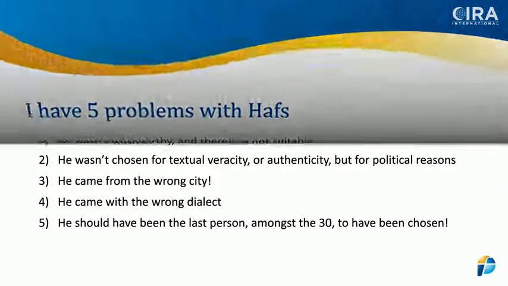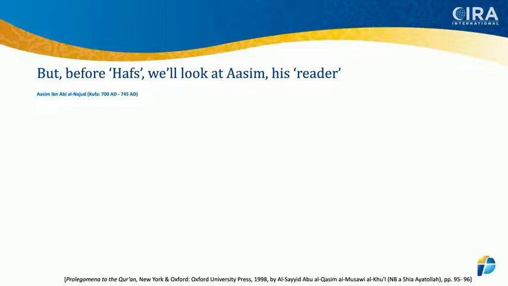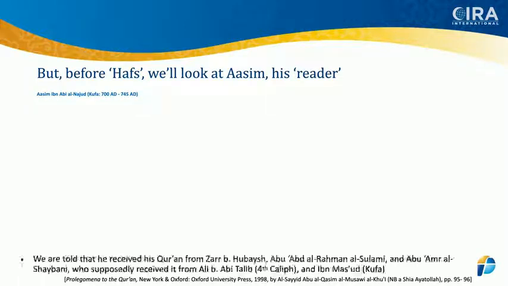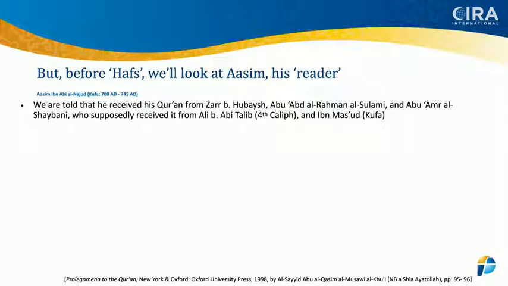Why? Well, before we even get into him, I want to talk about the man from which his stable came. So we'll put the slide back up there again. I want to talk about Asim. He is the reader, the stable that Hafs came from. And what we know about Asim is we are told that he received his Quran from Zar bin Hubaysh and Abu Abd al-Rahman al-Sulami and also Abu Amr al-Shaybani, who supposedly received it from Ali ibn Abi Talib, who is the 4th caliph, and from Masud of Kufa.